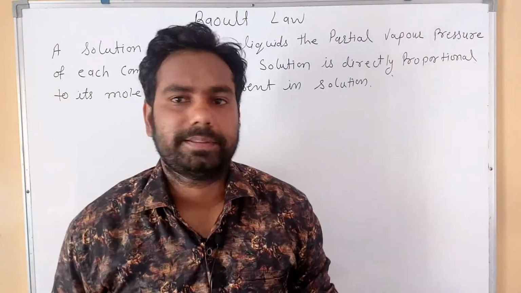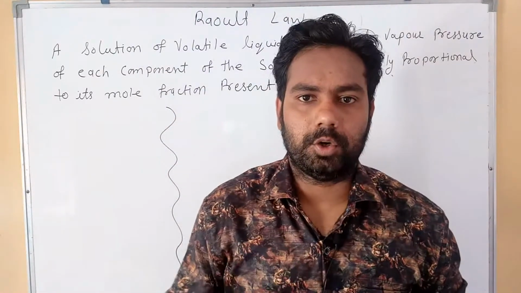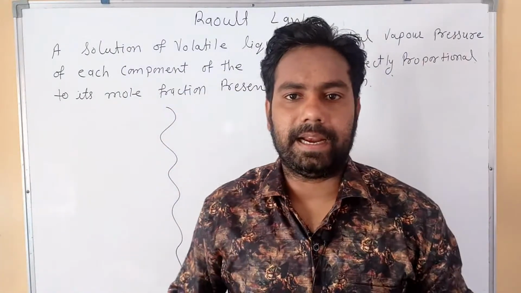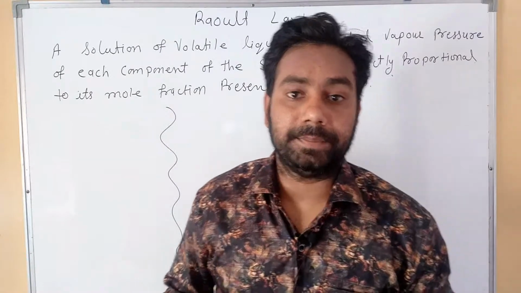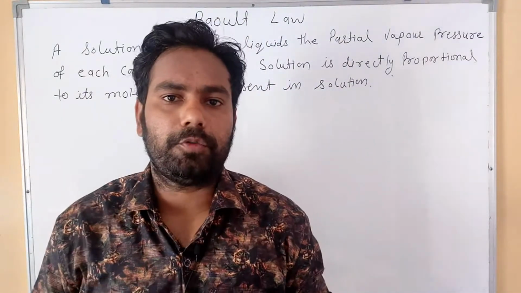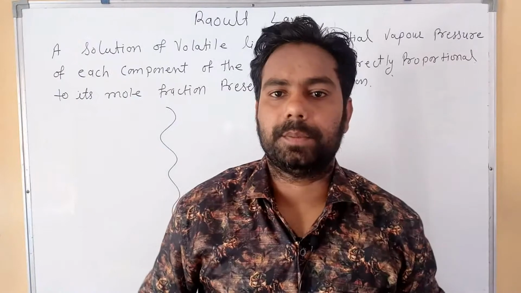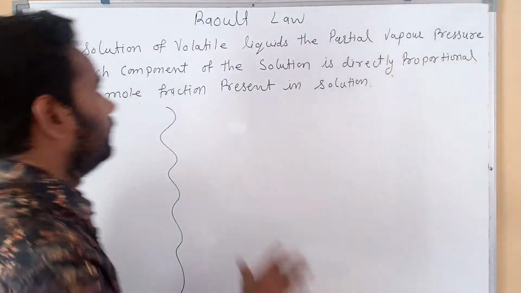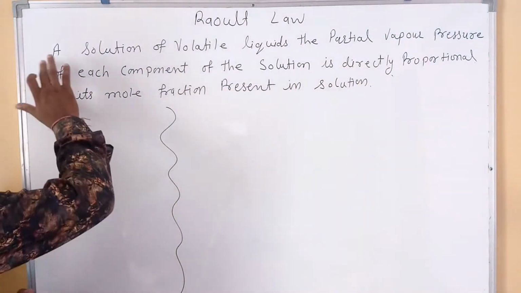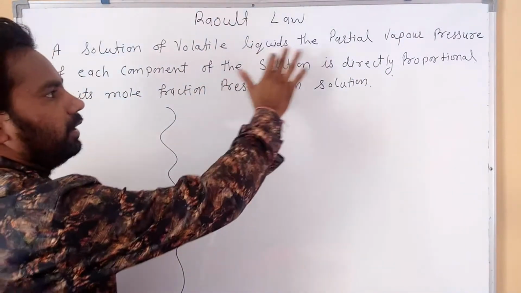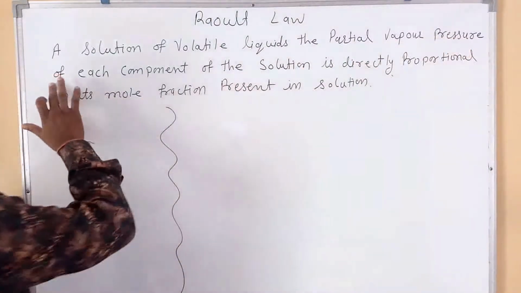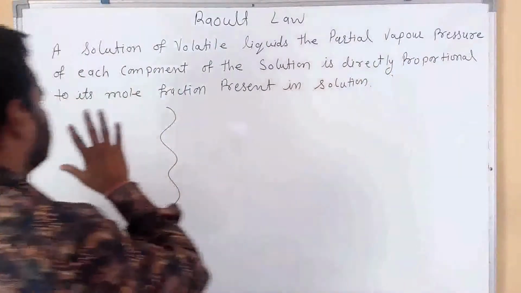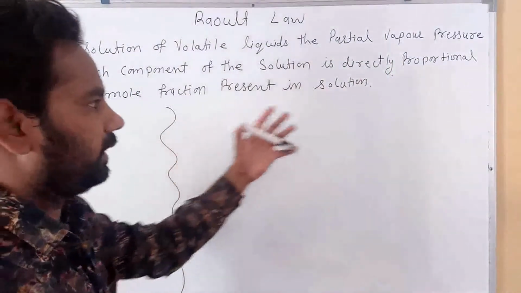Okay, our second topic is Raoult's law. Raoult is a French chemist who gave, in 1880, a relationship between partial pressure and mole fraction of the gas. This relationship is known as Raoult's law. According to this law, we write this statement: in a solution of volatile liquids, the partial vapor pressure of each component of the solution is directly proportional to its mole fraction present in solution.